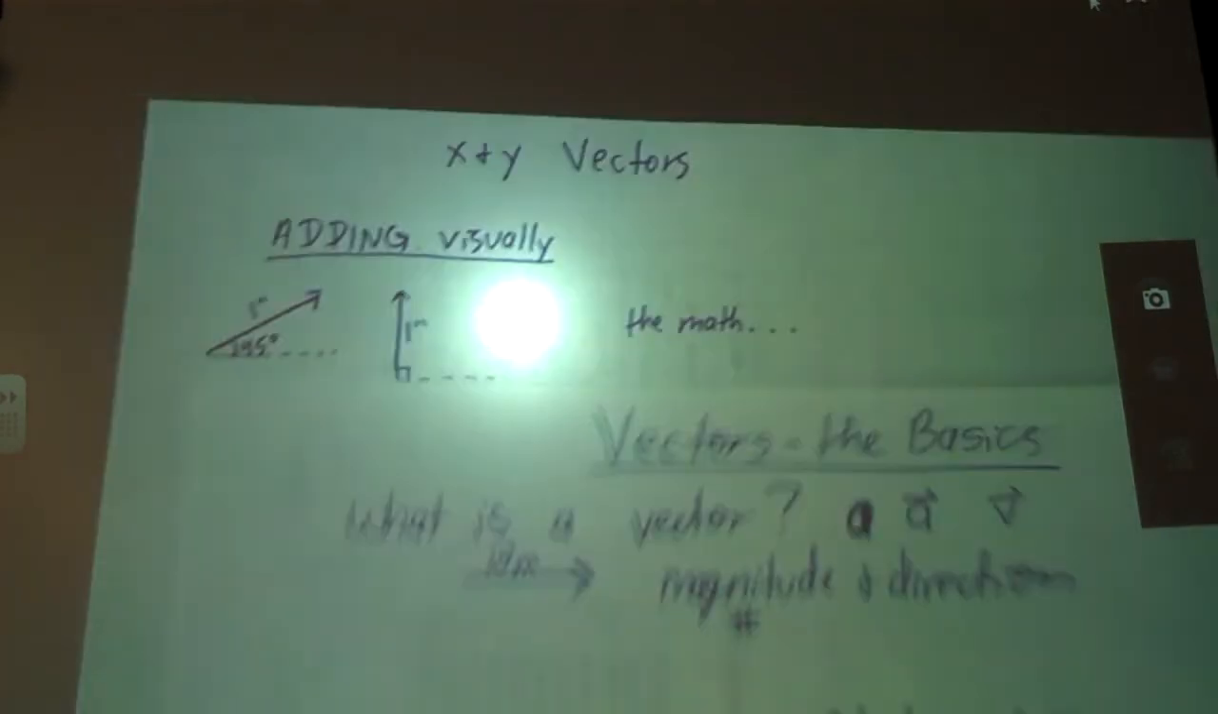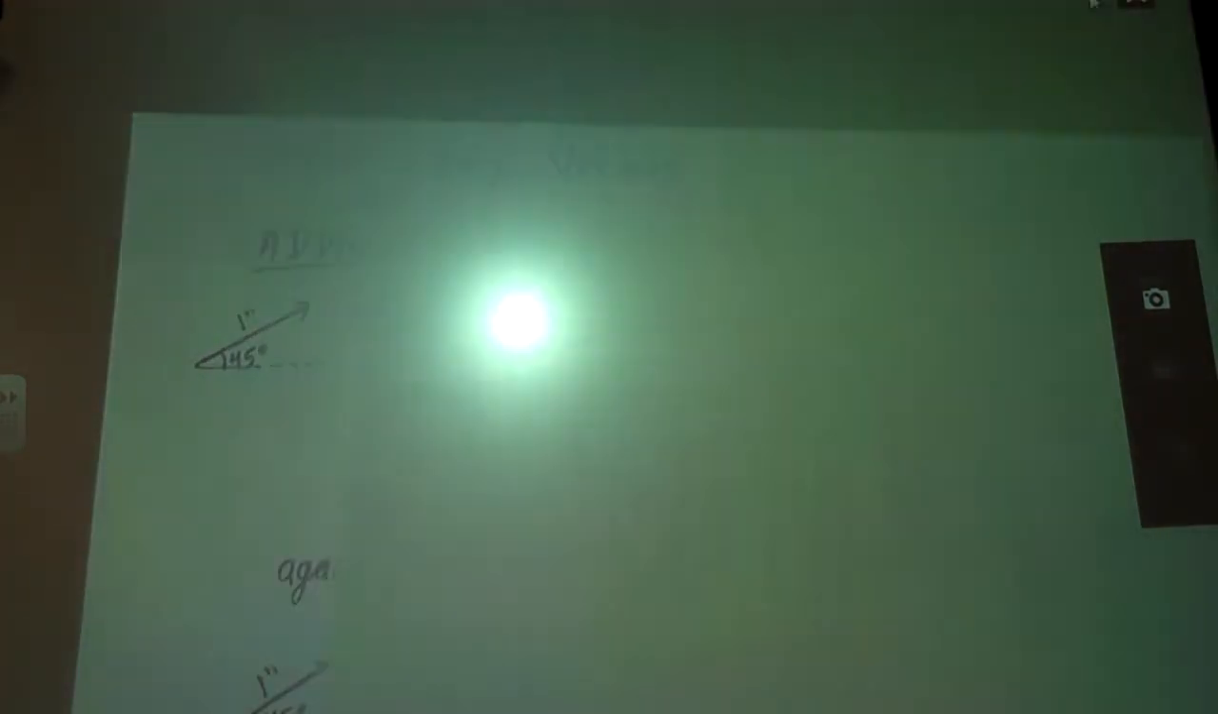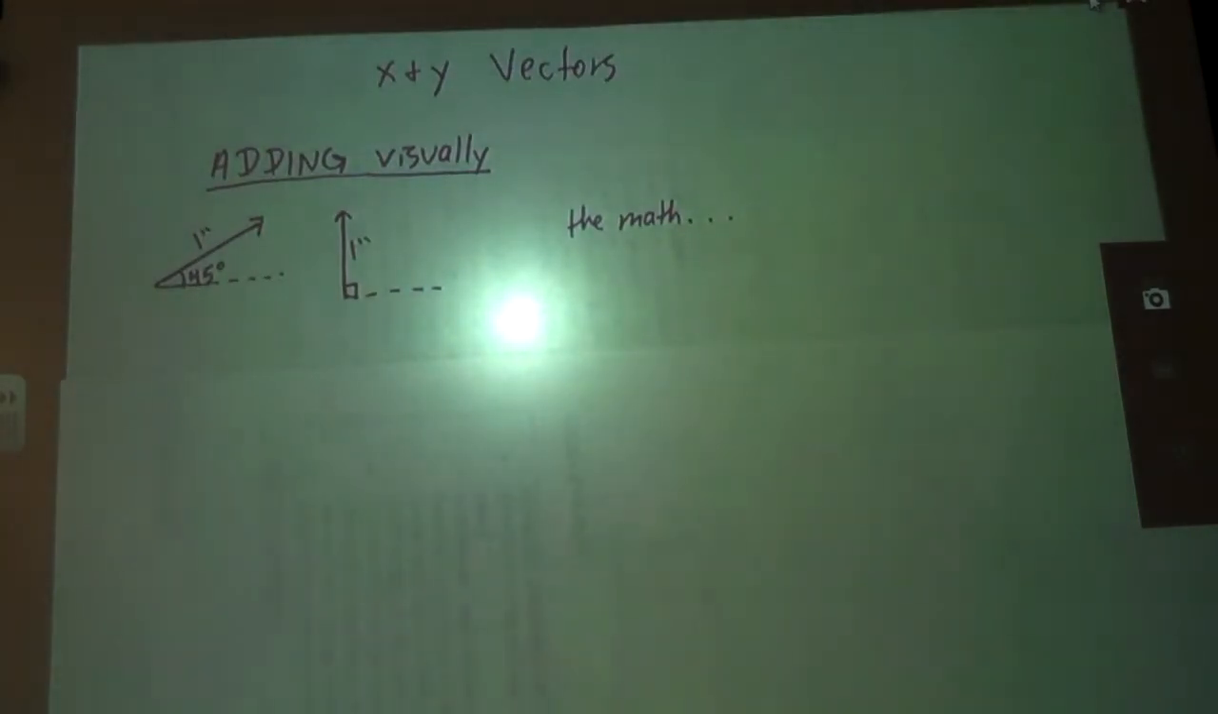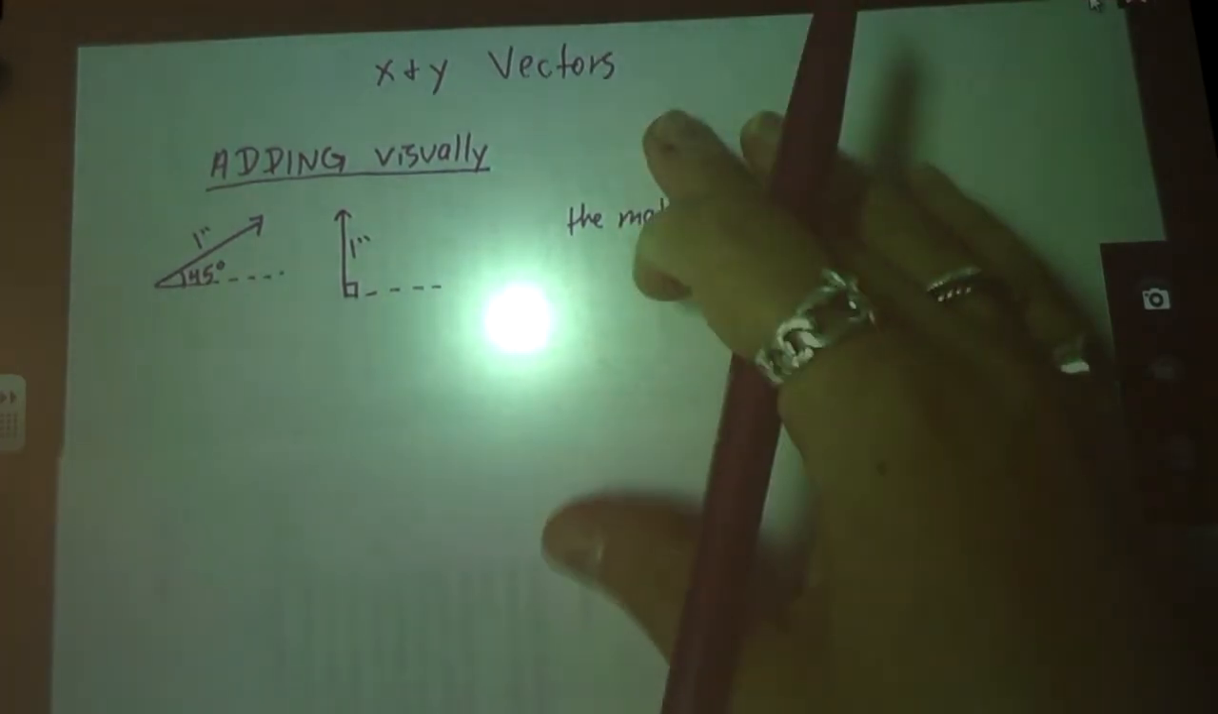All right, so what does that mean? What does that look like? So, when I've got vectors going in two different directions, we can look at it two different ways. We can look at it mathematically, or we can look at it visually. So, here's our first example.